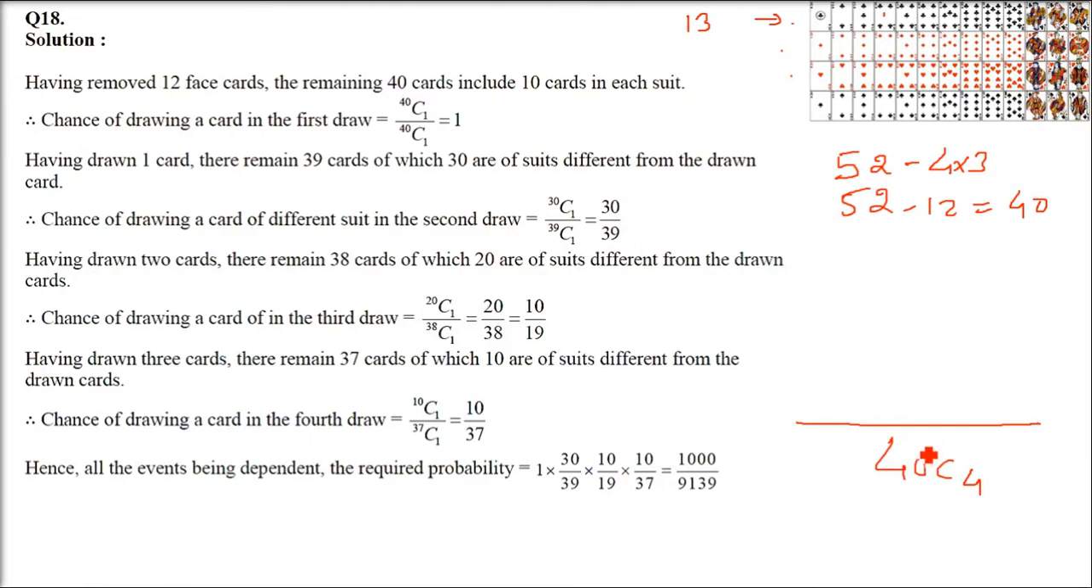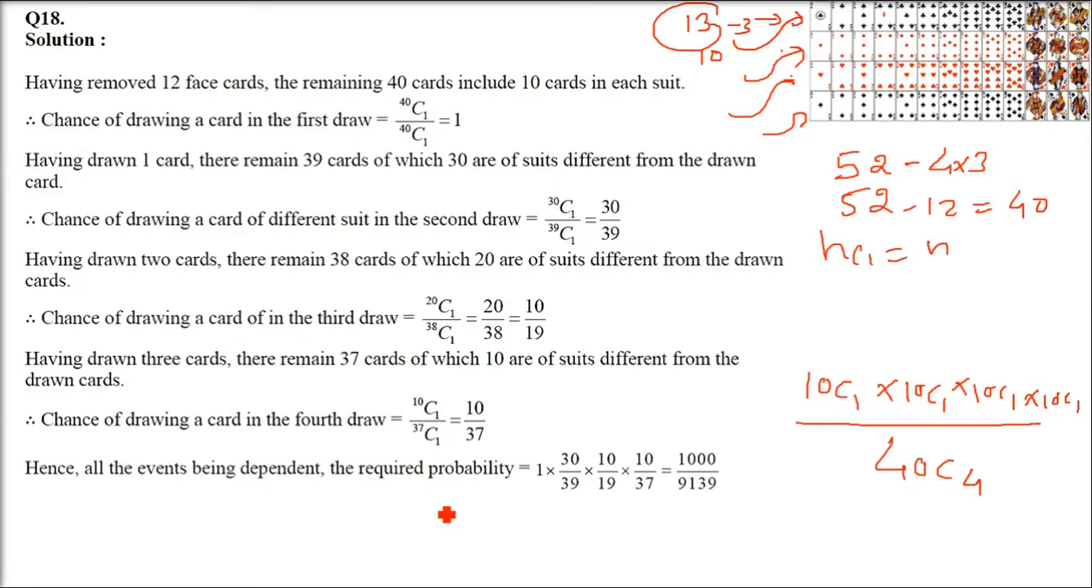So 40C4 is the total number of possibilities that we are putting in the denominator. So what are the favorable cases now? Now every card has to be from a different suit. So one card from one suit. Because from one suit we have already taken 3 out, only 10 is remaining. So 10C1. Again for the second suit 10C1, like this. So 4 suits, 1 we are taking, only 10 cards are there with us. So this is nC1, nC1 is n only. So we are writing just 10 for 10C1.